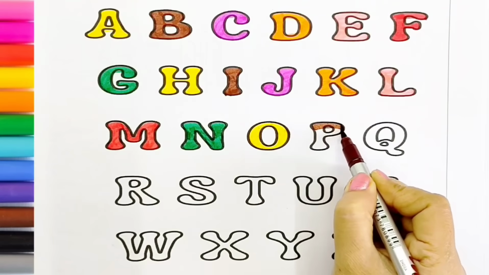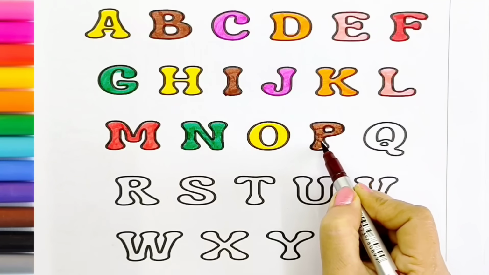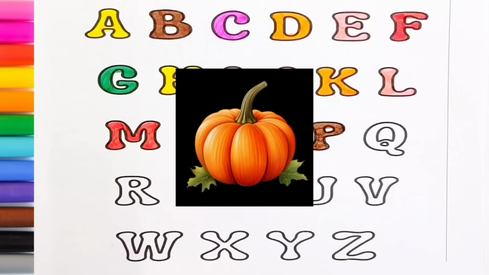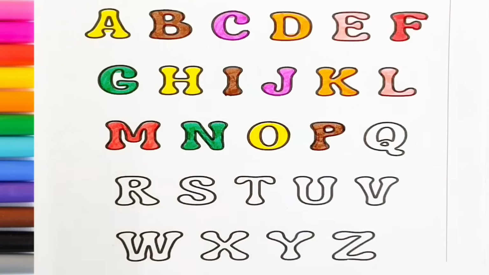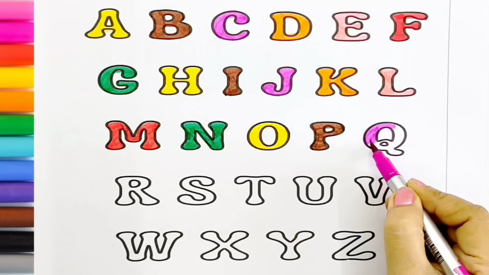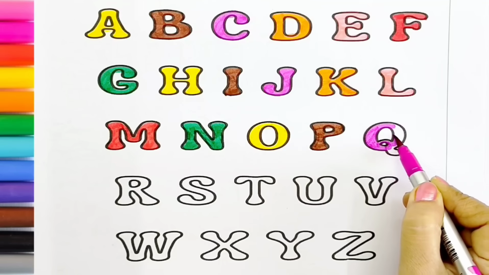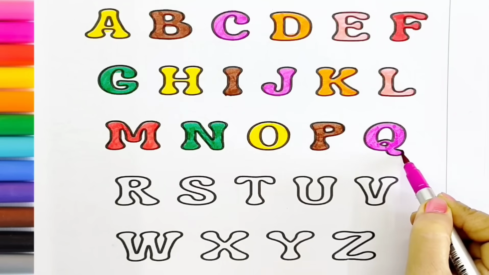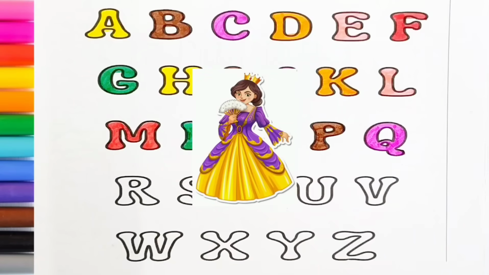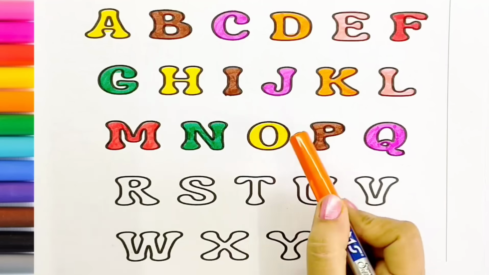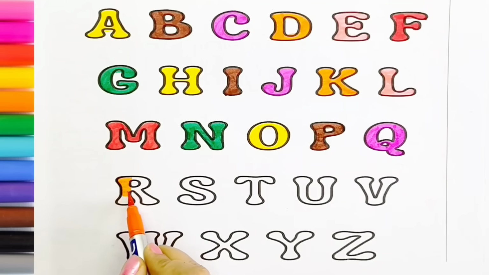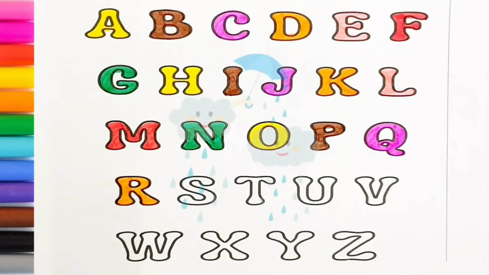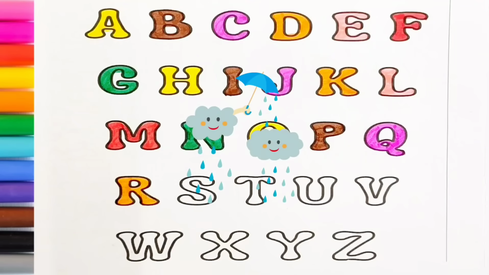Brown color P. P for pumpkin. Pink color Q. Q for queen. Orange color R. R for rain.